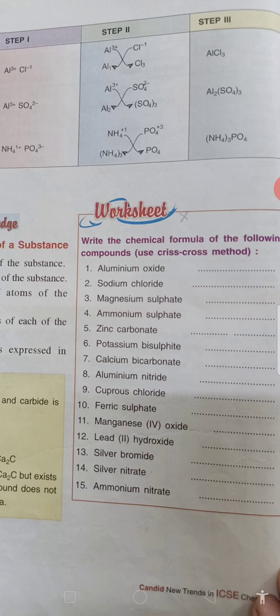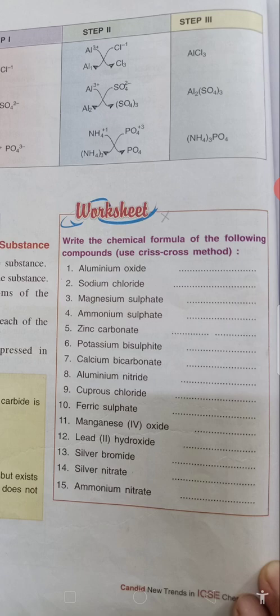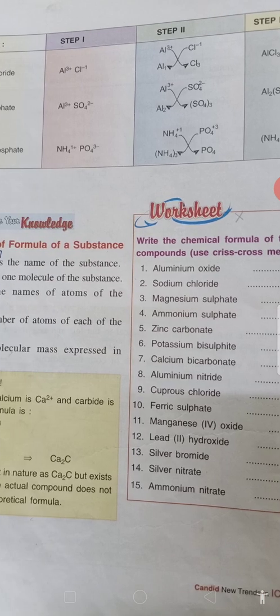So children, since SO4 is a complex anion, we'll put it in a bracket. In the same way, children, ammonium phosphate, ammonium is NH4 plus 1, phosphate is PO4 minus 3. So what we'll do, we'll interchange their valency and it will become (NH4)3 PO4. So children, this is regarding this.